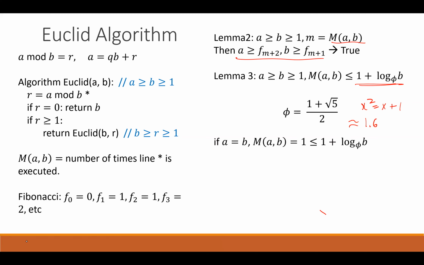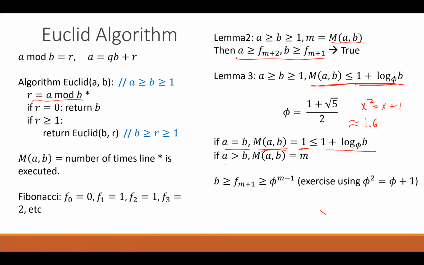Okay, so to prove this, we will say, well, if A is equal to B, then it's true because we make one recursive call, one call to the mod function. So that's equal to 1, which is less than or equal to 1 plus the log of whatever B happens to be. In the other case, we'll say that A is greater than B. So this is equal to M.